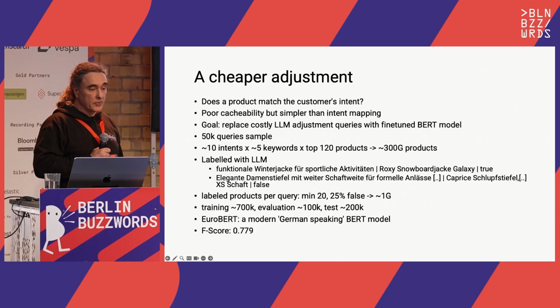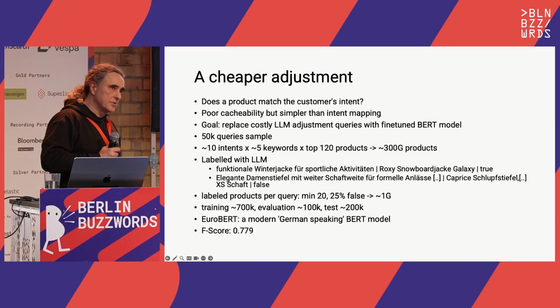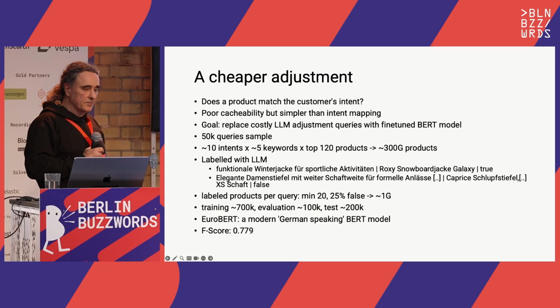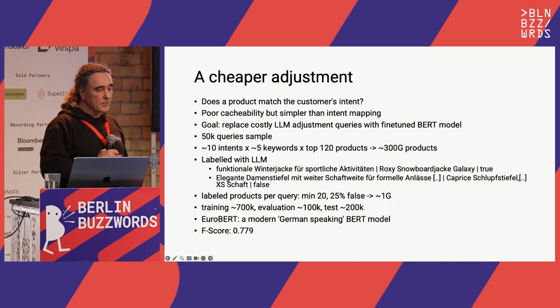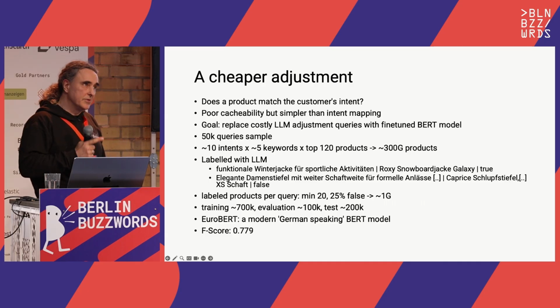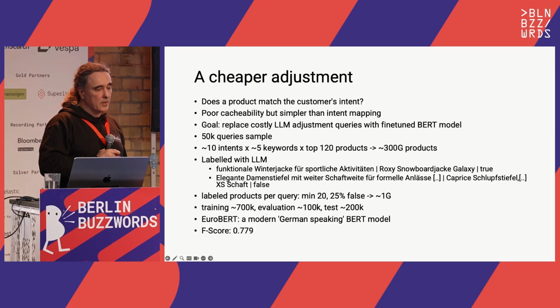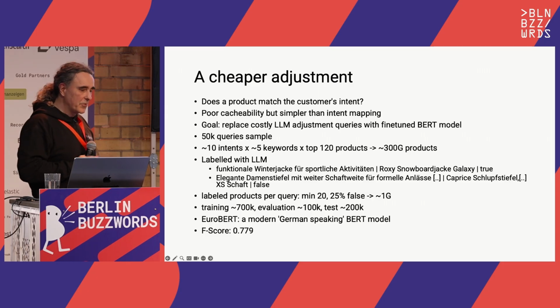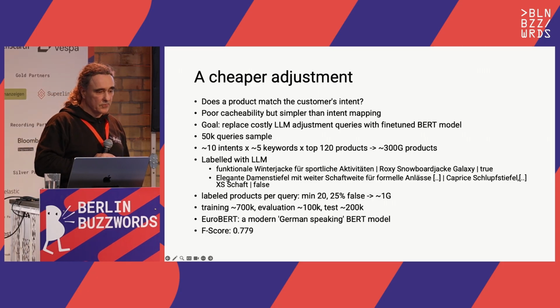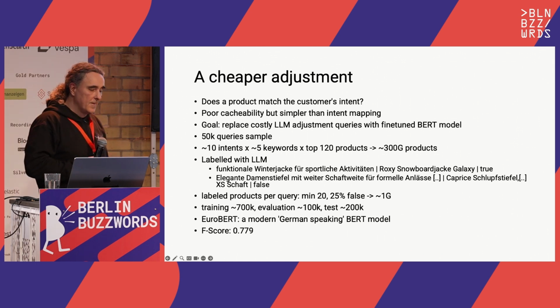And then we trained a Neurobird model, which is a modern German-speaking BERT model, which is similar to XLM-RoBERTa, but superior with a lot of improvements. And we used the hyperparameter settings from their recommendations. And after quite a few rounds, we managed to achieve an F-score of 0.779, which is pretty cool, we think.